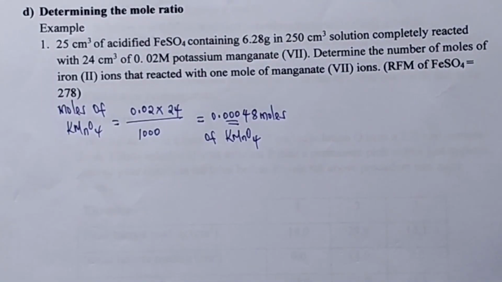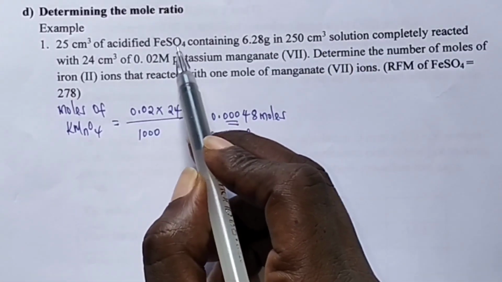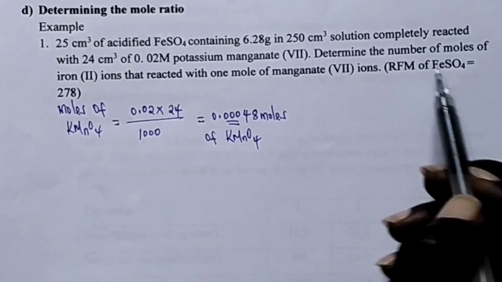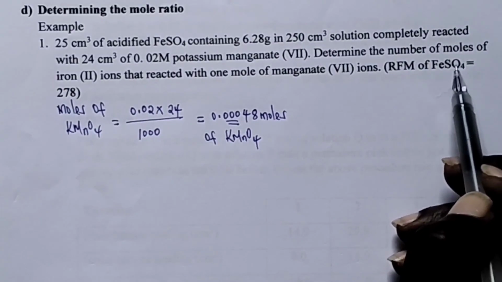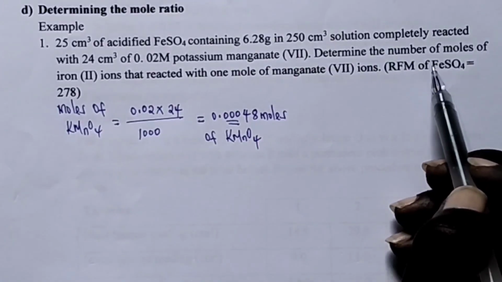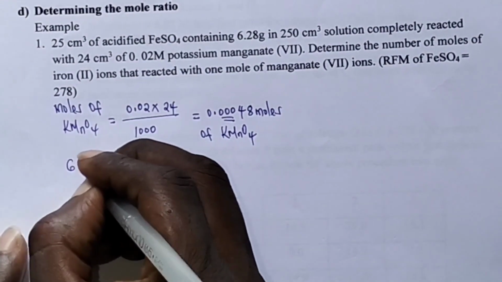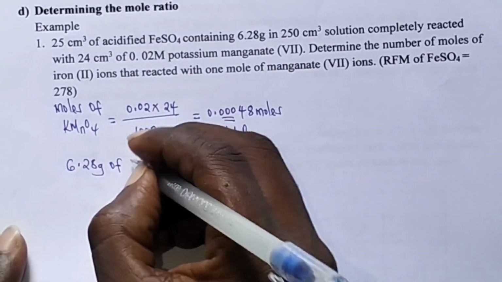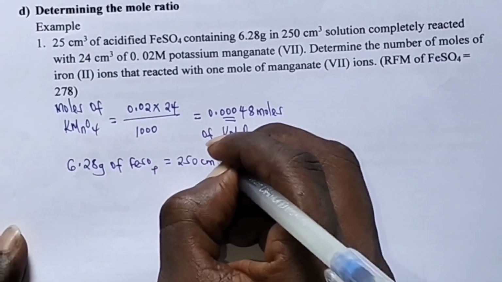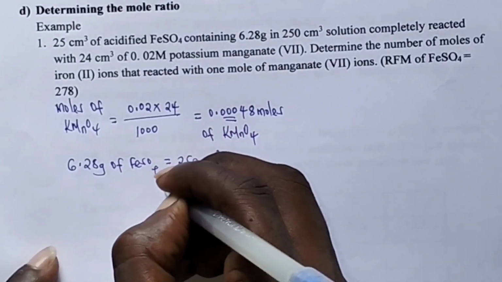So let's now get the concentration of iron 2 sulfate. Remember here we are given 6.28 grams in 250 cm³. So we have the RFM of the hydrated iron 2 sulfate. We have to put the concentration in grams per liter, so that we divide by the RFM so that we get the molarity of iron 2 sulfate. So we can say if 6.28 grams of this iron 2 sulfate was dissolved in 250 cm³ of distilled water, what about 1000 cm³ of distilled water solution?